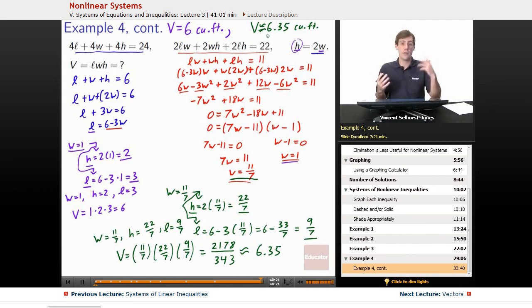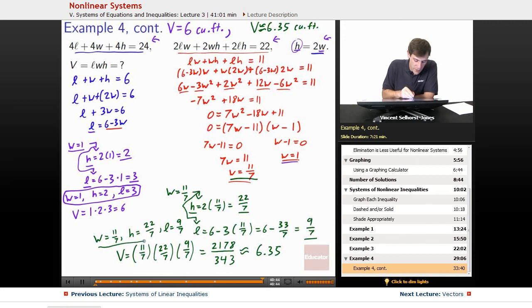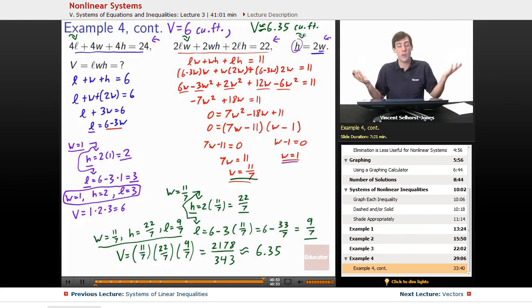And if you wanted to check this, if you wanted to make sure that everything was great, a good thing to do would be to see, hey, I've got width equals 1, height equals 2, length equals 3, and then just try plugging that into each of these 3 equations that we started with and making sure, yeah, that checks out, yeah, that checks out, yeah, that checks out. Same thing over here for the width equals 11 over 7, height equals 22 over 7, length equals 9 over 7. You can just plug that into each of these 3 equations and make sure that it checks out in each one, because if it checks out in each one, you know that is a workable answer.